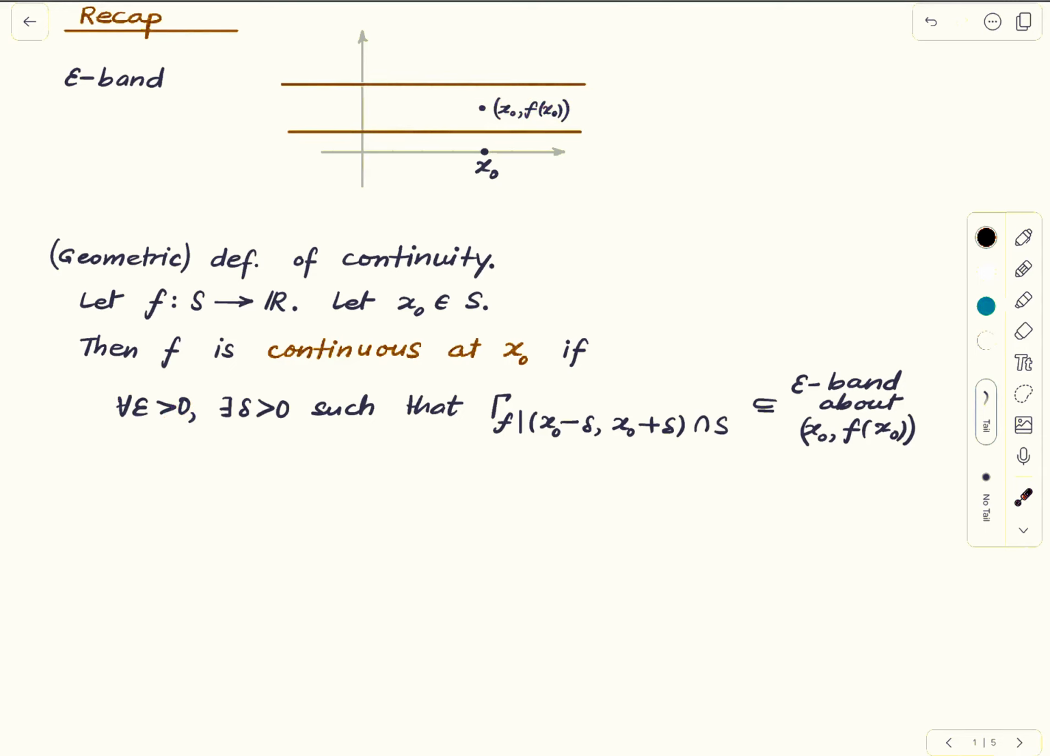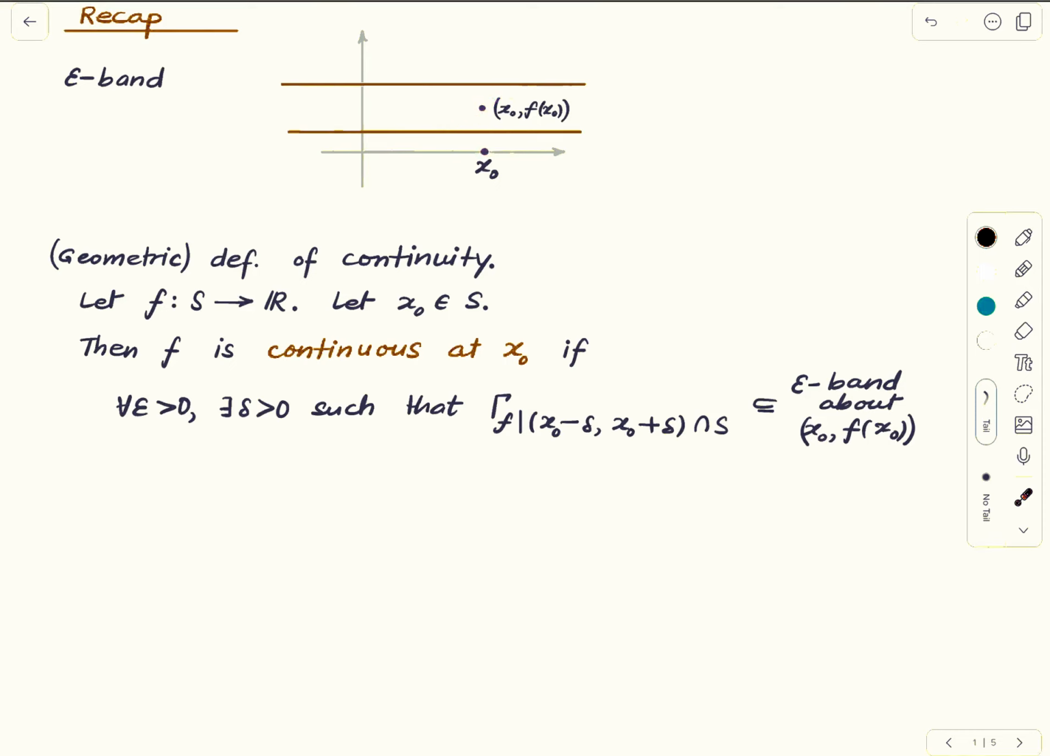And what is it saying? It is saying that we call f continuous at x0 if no matter what epsilon has been chosen, we should be able to find a delta such that the graph of the restriction of f to this delta neighborhood, since we are thinking of S as all real numbers, this intersection is just this much. So the graph of f restricted to this region is contained in this epsilon band. If you choose a delta small enough, then all the points in this region, their graph under the function f will be contained in the epsilon band.